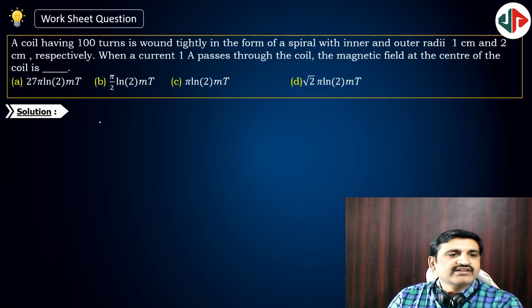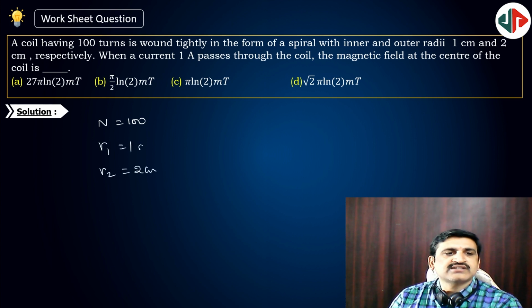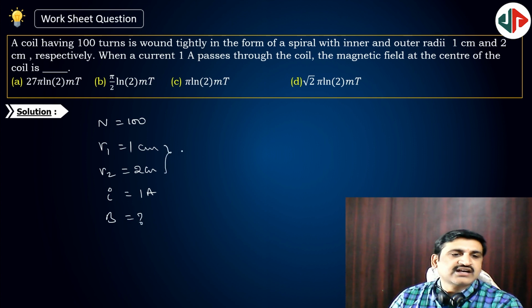A coil having number of turns N equal to 100 is wound tightly in the form of a spiral with inner and outer radii R1 equal to 1 centimeter and R2 equal to 2 centimeter respectively. When a current I equal to 1 ampere passes through the coil, the magnetic field at the center of the coil is B equal to how much? So the average radius R is equal to 1.5 centimeter.